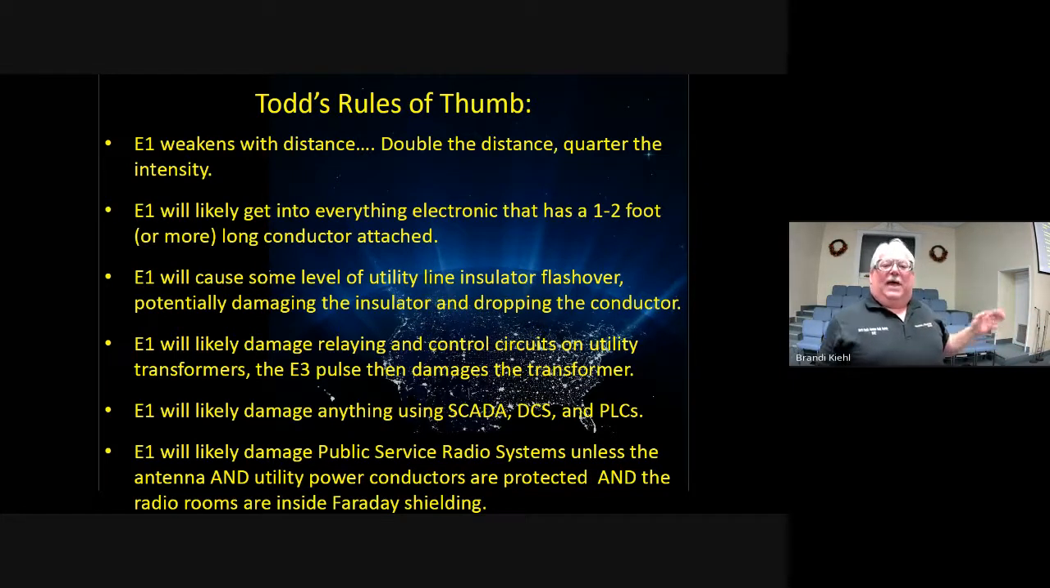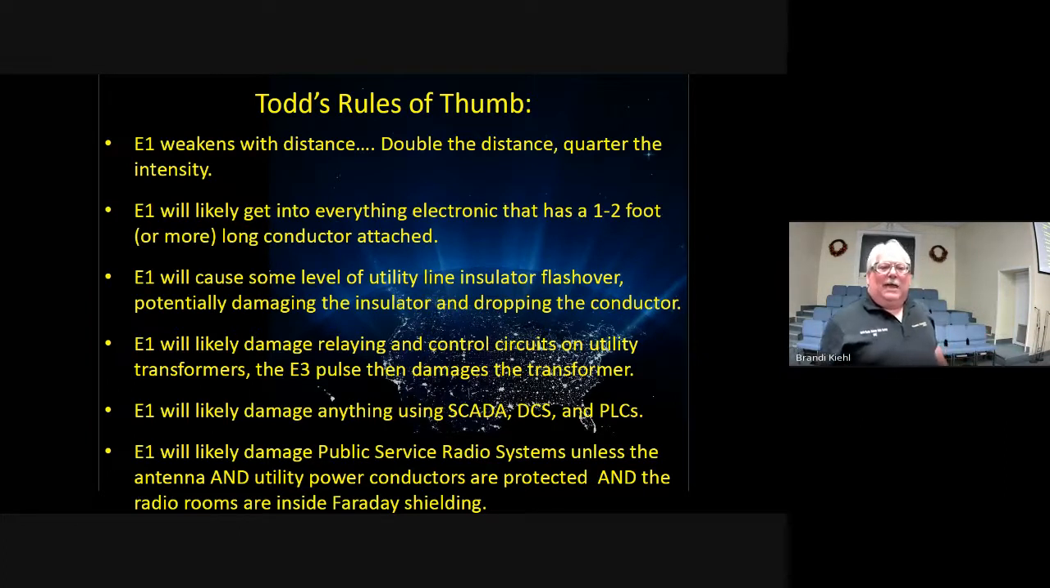It will get into everything electronic that has a 1 or 2 foot long cord on it. Microphone cord on your ham radio, the earphones wire going to your computer toys. There will be some cause of utility line insulator flashover. There's no way to predict what that's going to be. The dirty insulators will flash over and die faster. The ones out at the beach that have salt deposited on will probably fail faster.